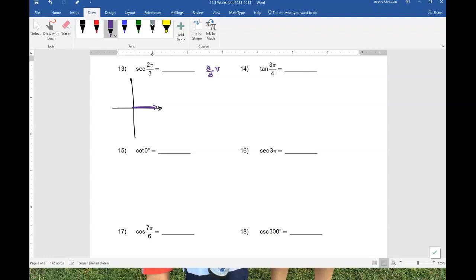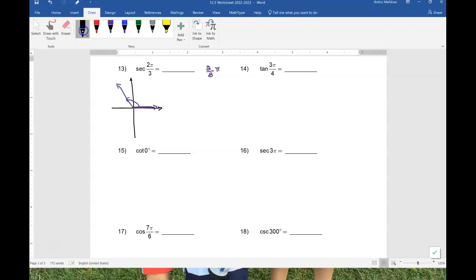2/3 of a pi. So now you have to ask yourself, if you have 2/3 of anything, is that less than or more than half a pi? Is 2/3 less than or more than a half? More than a half. Is 2/3 less than or more than a full pi? Less. So it's going to be somewhere over here.